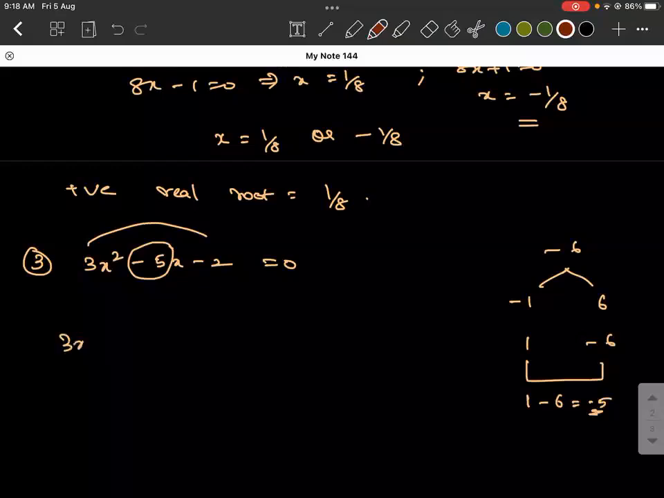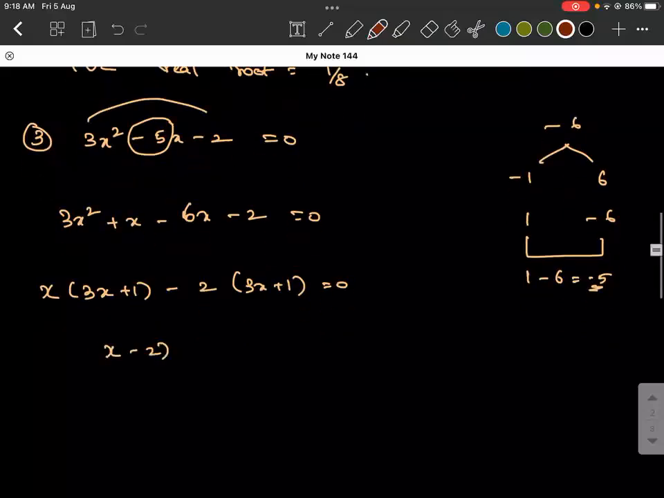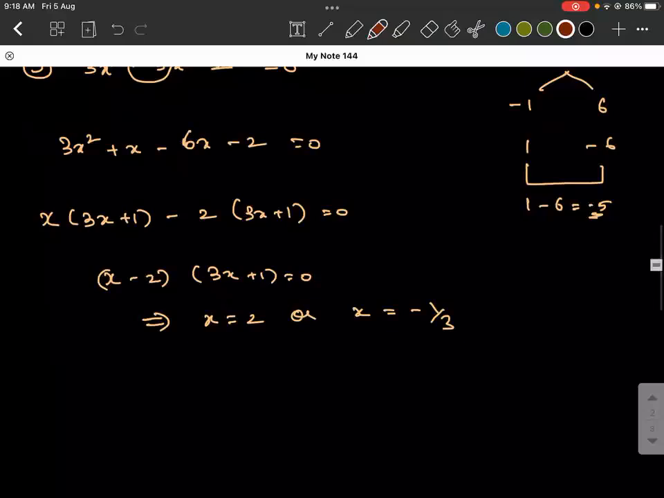Okay. So 3x square plus x minus 6x minus 2 is equal to 0. Okay, take out x common. X into 3x plus 1 minus 2 into 3x plus 1 is equal to 0. X minus 2 into 3x plus 1 is equal to 0, which implies x is equal to 2 or x is equal to minus 1 by 3. So which is the right answer? Option C is the right answer.